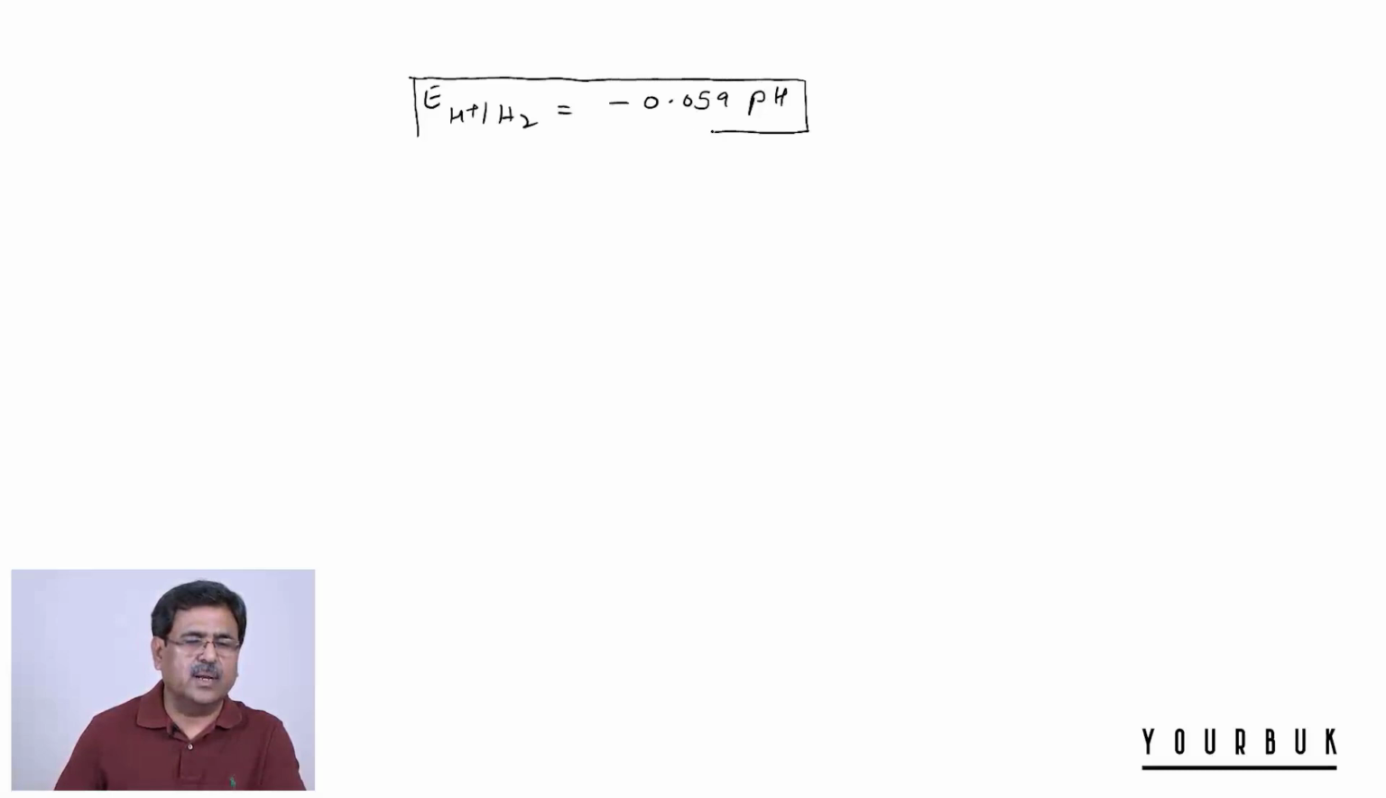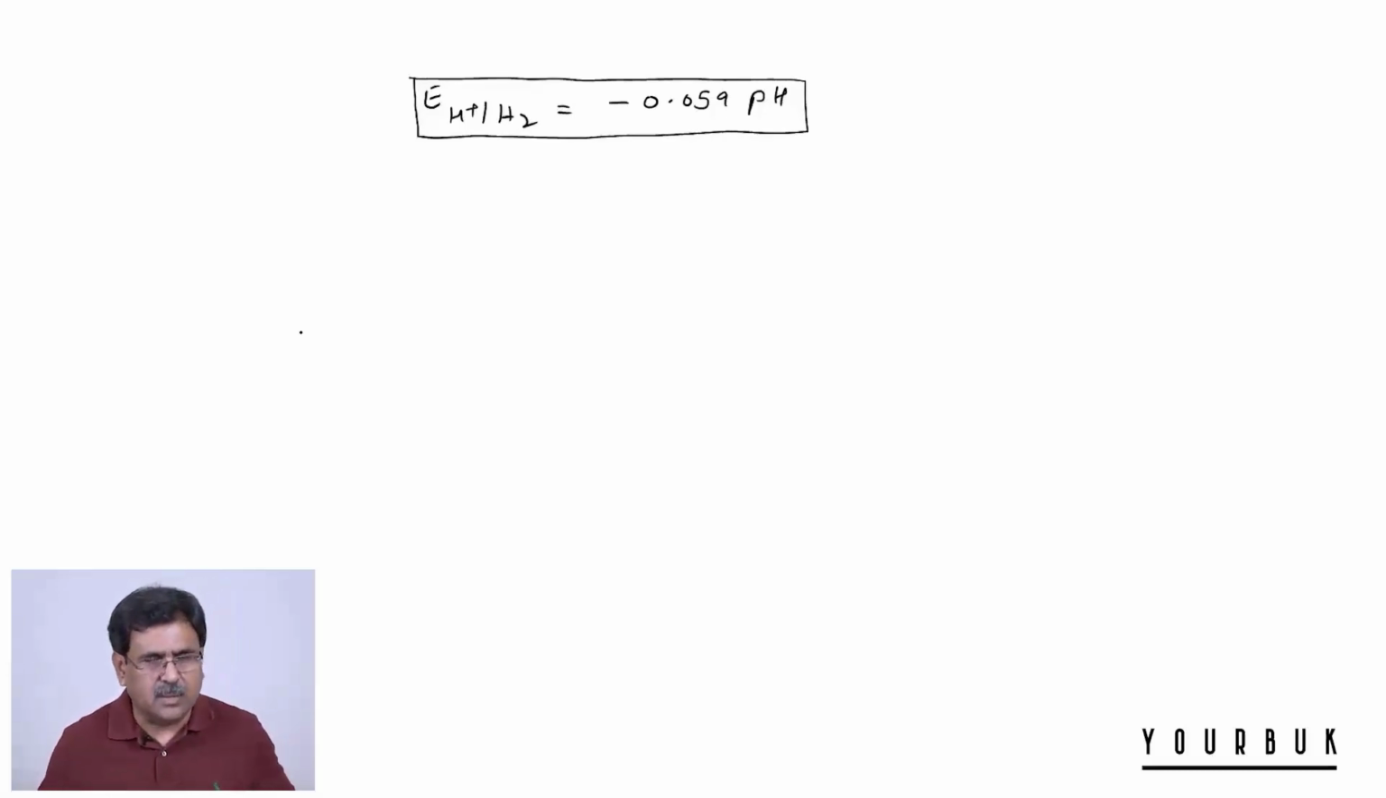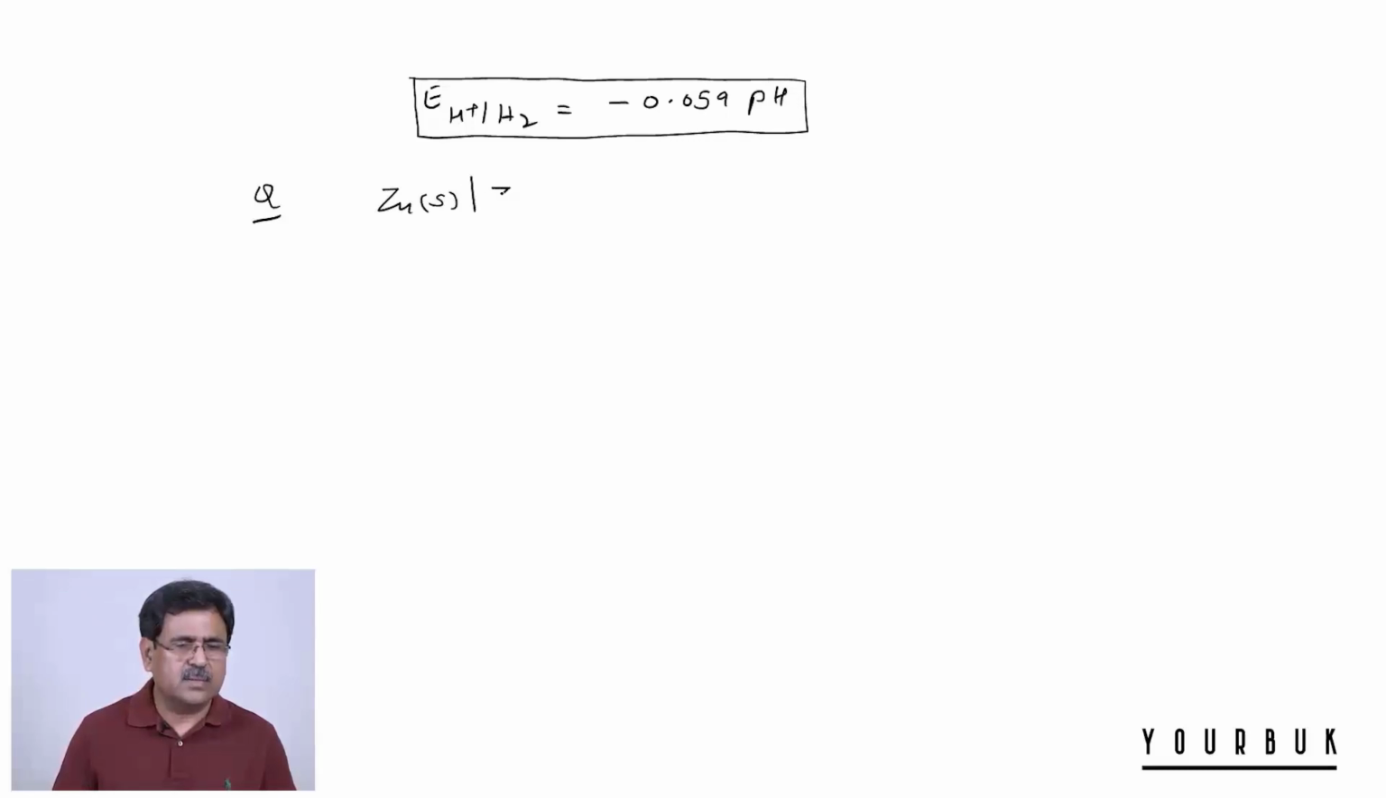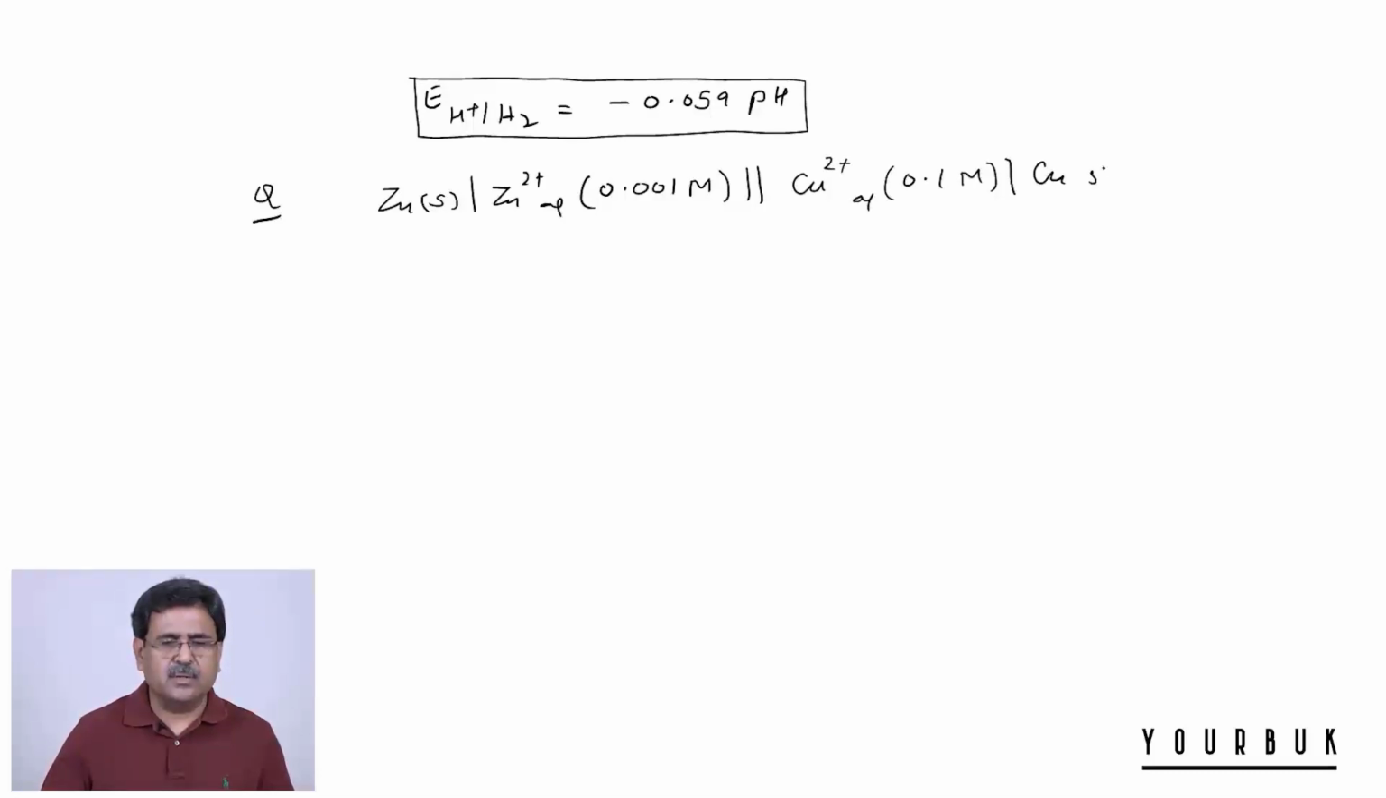Now next, this Nernst equation is also applicable to the complete galvanic cell. Now we will solve two questions for the complete galvanic cell. This is our first question. This is a cell given, called Daniel's cell: zinc solid, Zn2+ aqueous with a concentration of 0.001 mole per liter, and the cathode is copper, Cu2+ of concentration 0.1 mole per liter, and copper solid.